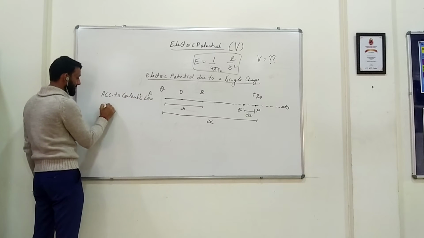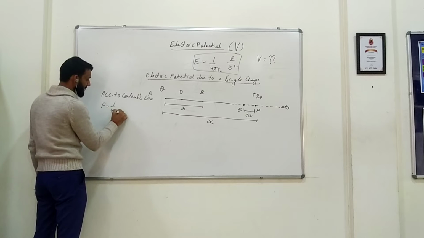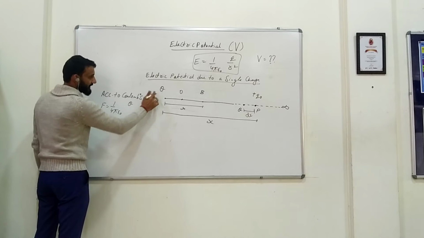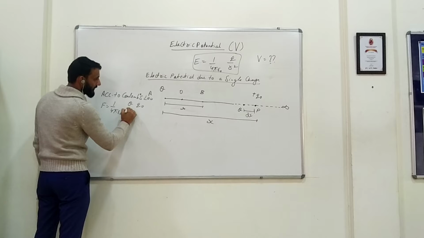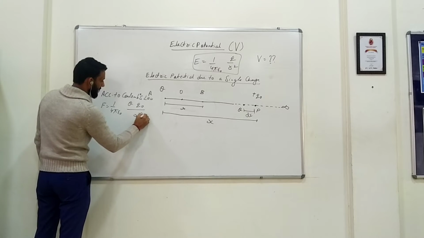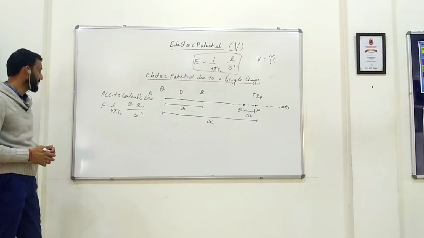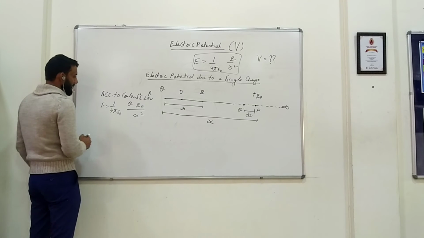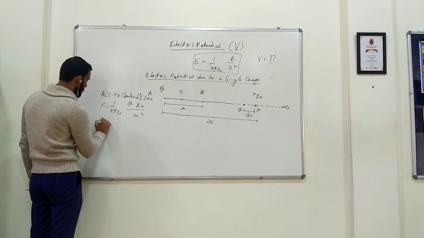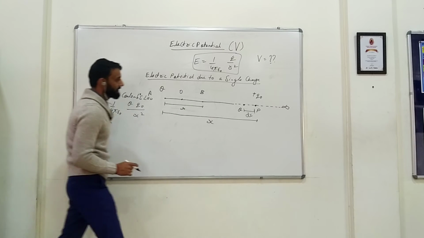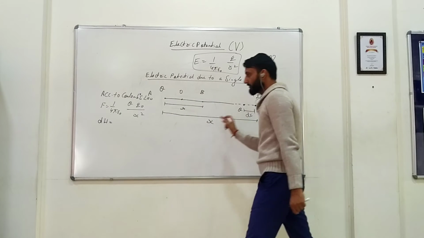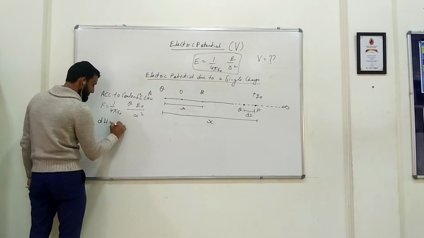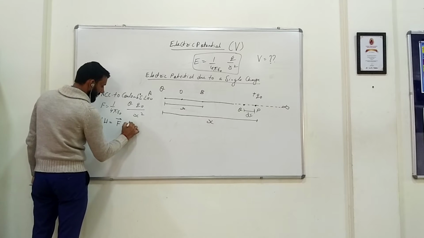So according to Coulomb's law, we all know that F is equal to 1 upon 4 pi epsilon naught, capital Q into Q naught upon x square, right? Now, a small amount of work done when we move this charge from P to Q, so the work done will be F dot dx.